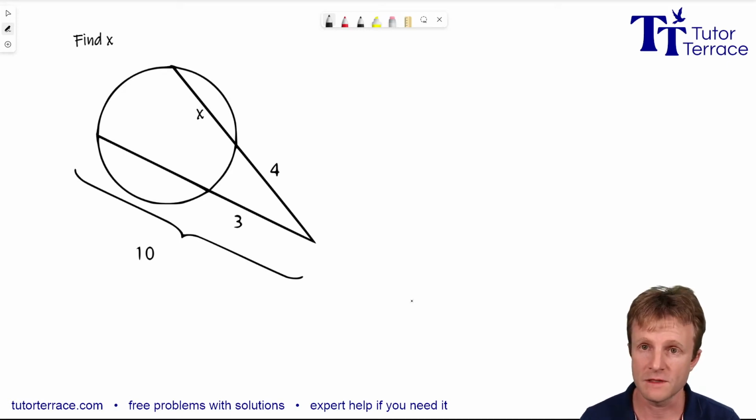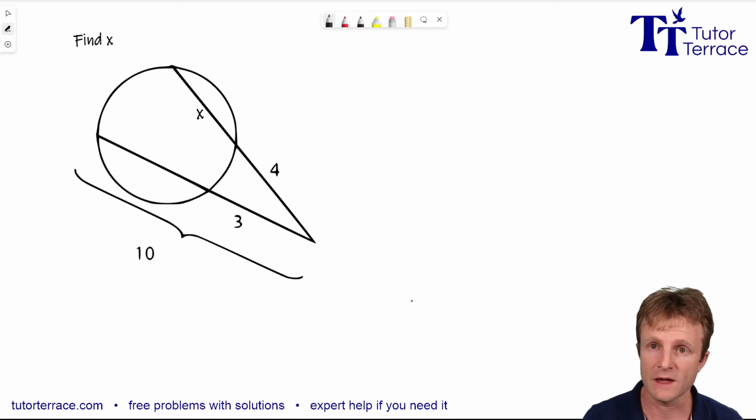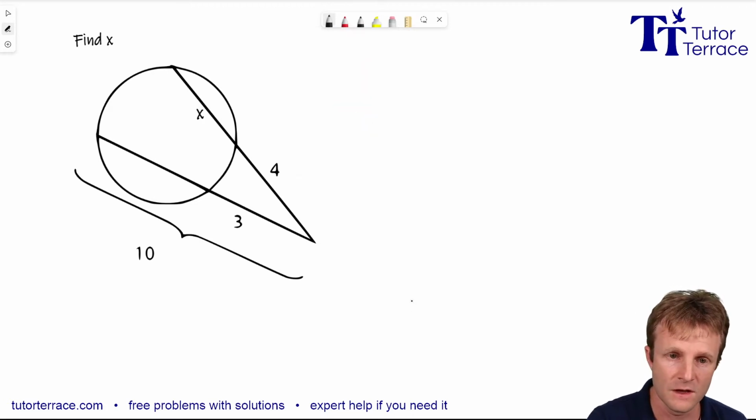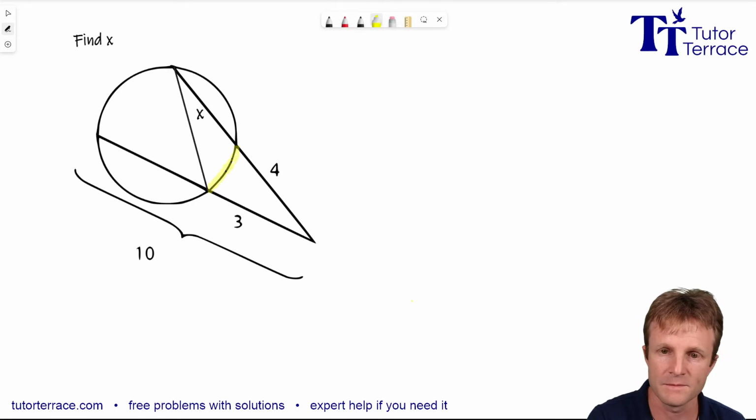Well, the most common theorem with angles inscribed in circles is the inscribed angle theorem. And so let's draw some extra lines to turn this into inscribed angles. So if I draw a line here, then this bit of arc here is going to be twice whatever angle is here in red. That's the inscribed angle theorem.